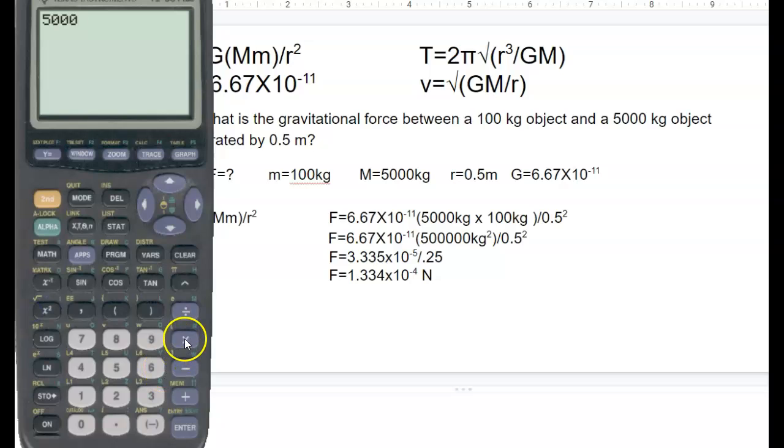So 5,000 times 100 is 500,000 right there. I'm going to take that times 6.67 times 10 to the negative 11th. So I get 3.335 times 10 to the negative 5th. Oh, 0.5 squared is 0.25, so I'm going to divide that by 0.5 squared. And I get 1.334 times 10 to the negative 4th newtons. Okay.